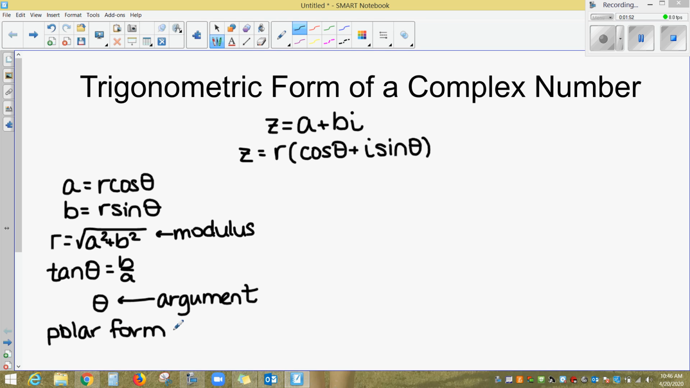But we're not going to talk about polar form in detail until we get to chapter 6. So I think next week, maybe the week after. So don't worry about using phrases like polar form.